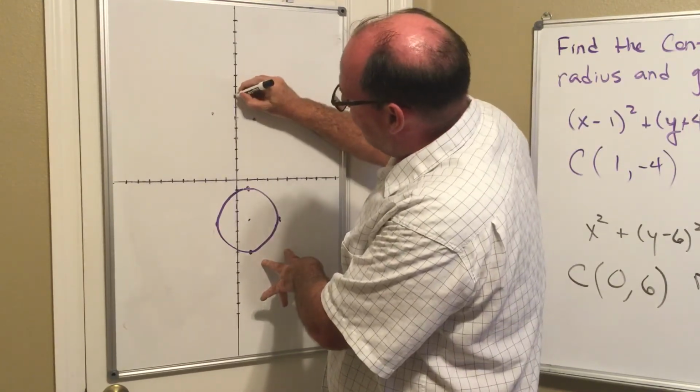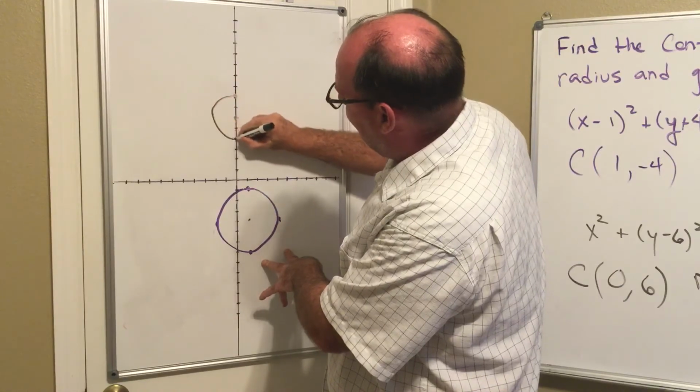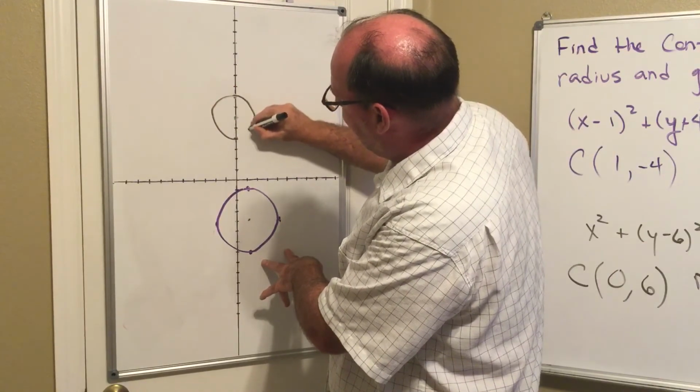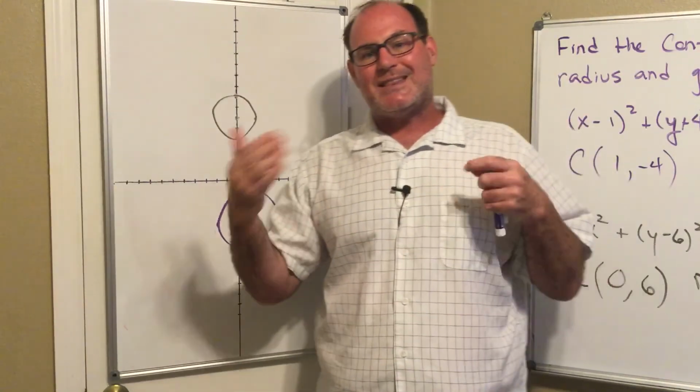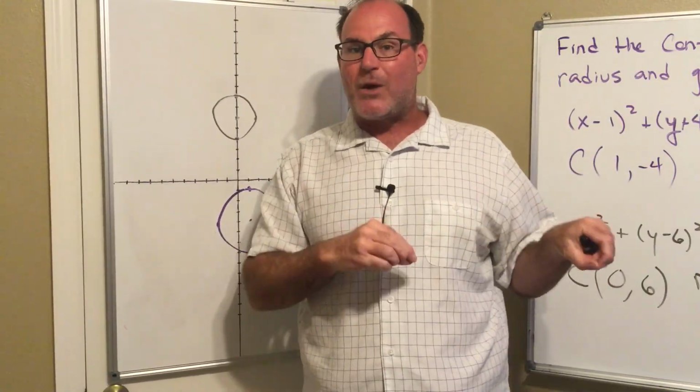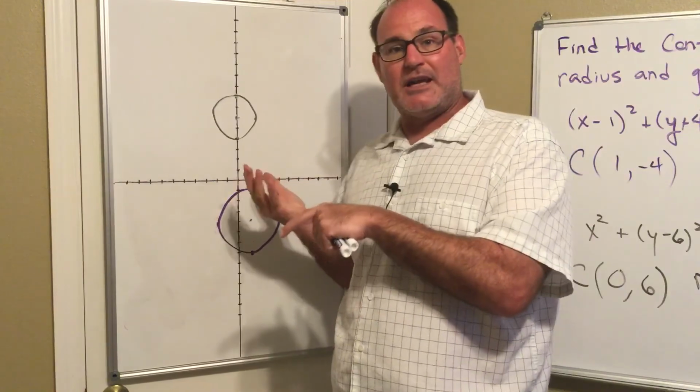And when I connect the dots with this pen that is at the almost expiration of its life, I've got that circle right there. So that's how you get the information you need from the equation, and then that's how you draw a nice simple sketch.